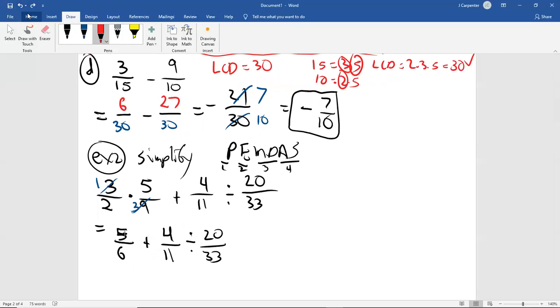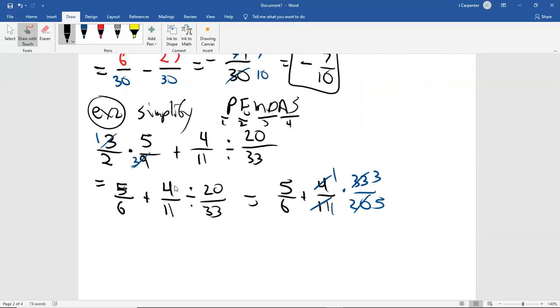But it's a division, so we need to clean it up and change it to a multiplication. So this is 5/6 plus 4/11 times, oops, I was supposed to do blue for the change, 33/20. Now we focus on the multiplication, and see, multiplications and divisions really are the same thing, different sides of the coin, so to speak. 4 will go into 4 once, 4 will go into 20 5 times. 11 will go into 11 once, 11 will go into 33 3 times.